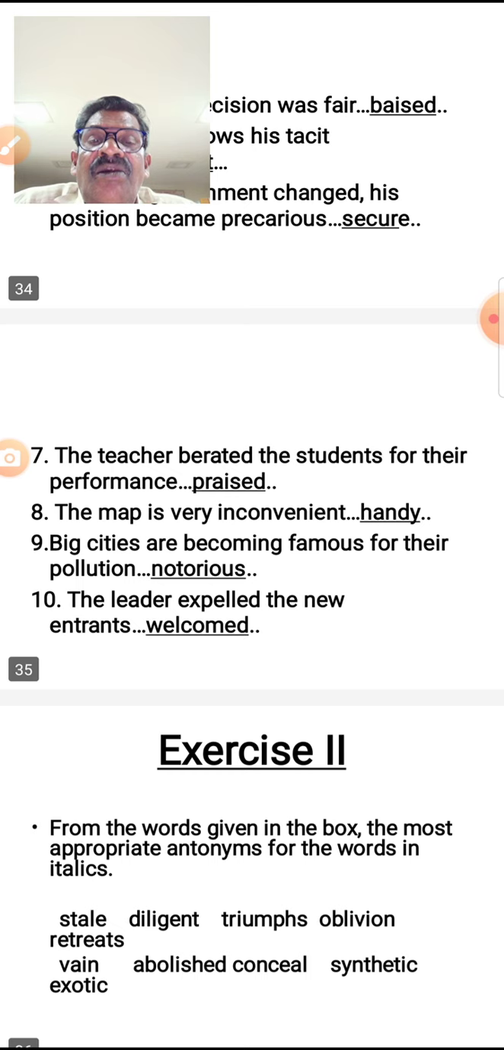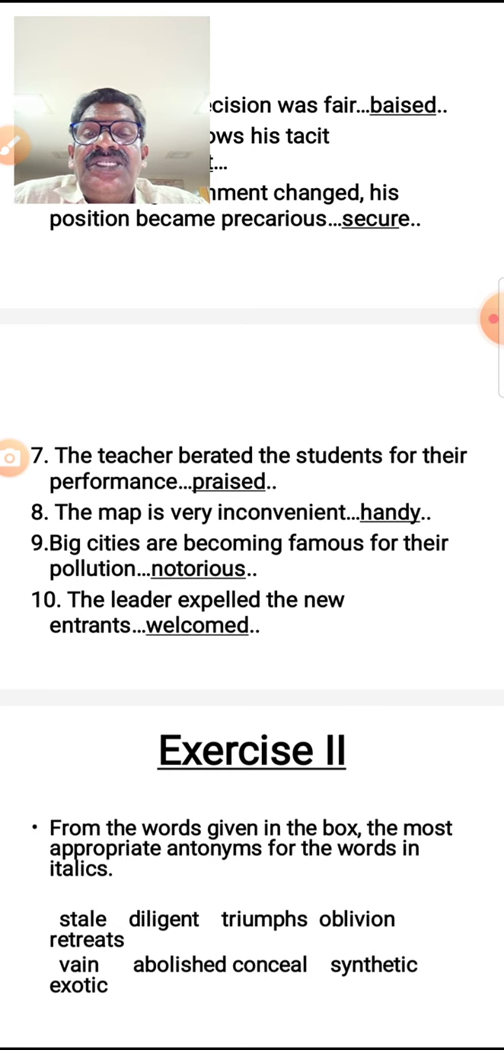Ninth one. Big cities are becoming famous for their pollution. Now you have to find out the opposite word of famous. The opposite word of famous is notorious. Right? Come to the 10th sentence.